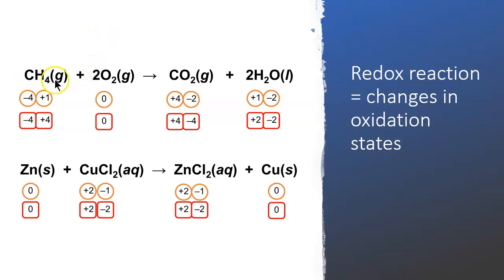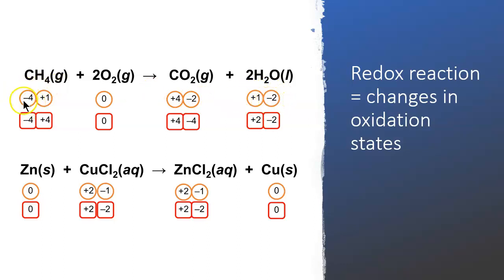Whatever is reduced gains electrons, whatever is oxidized loses electrons. So we have a couple of reactions here. One is the combustion of methane. If we work out all of the oxidation numbers, then we have an oxidation number of -4 for the carbon, +1 for the hydrogen, and 0 for the oxygen itself. In carbon dioxide, we have a +4 for carbon, a -2 for the oxygen, and then the hydrogens in water are +1 and the oxygen is -2.